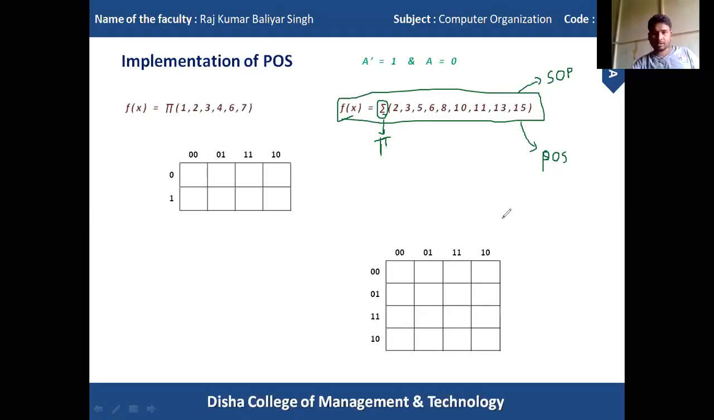Suppose there is a 4 variable Boolean function, and the function is given in terms of POS, then we can implement it on a 4 variable K-map. A 4 variable K-map has 16 individual cells, and all cells should be adjacent to each other. In both cases, POS and SOP, we have to use the same structure. So here I will tell you how you can find the common values. Suppose we are thinking about the SOP.